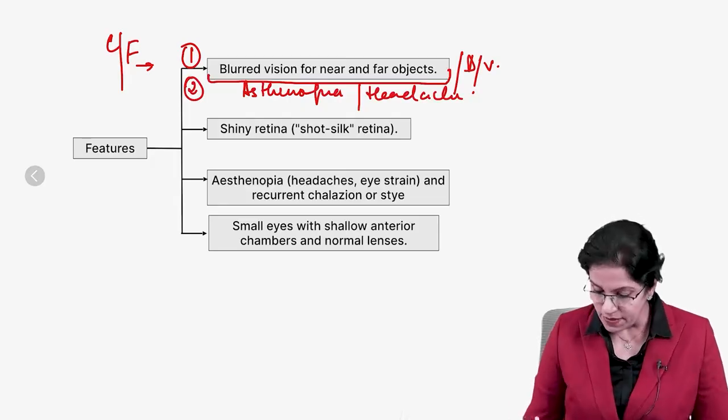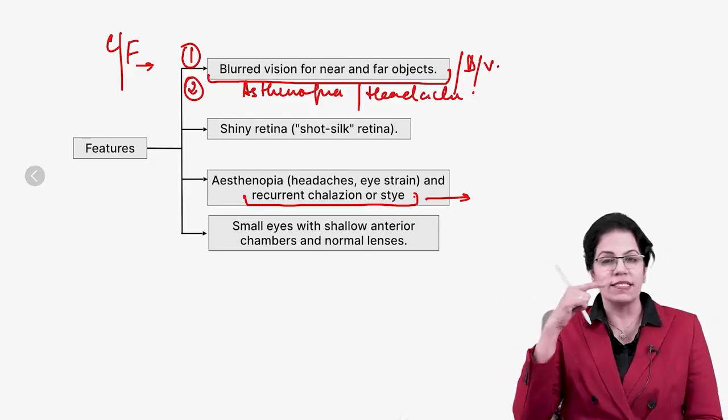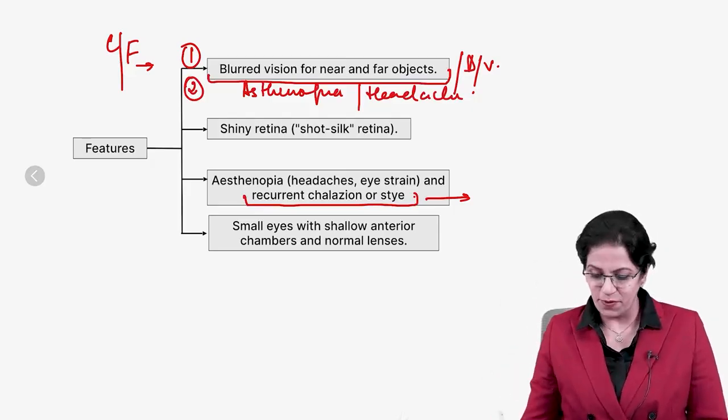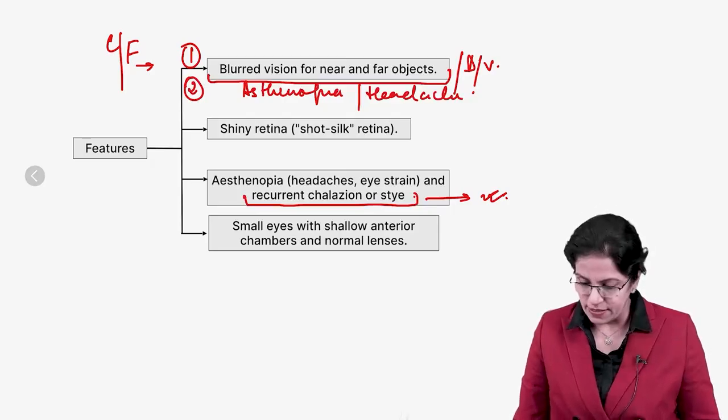He may also have some recurrent chalazions in the eye. Again, why? Because he's rubbing his eyes to clear his image. Therefore, there can be recurrent chalazions, swellings. Okay, we come to examination.